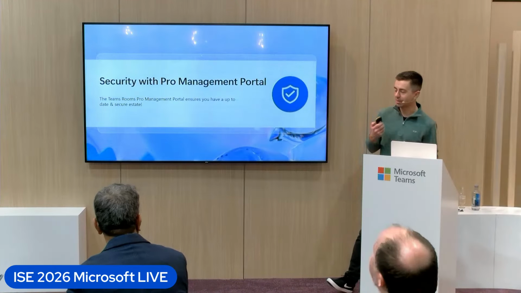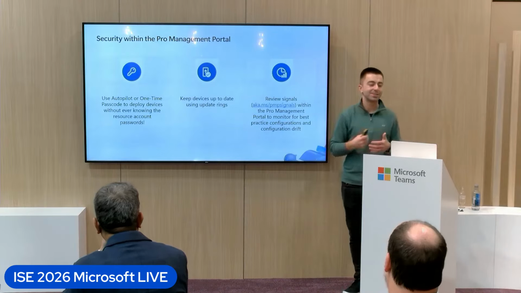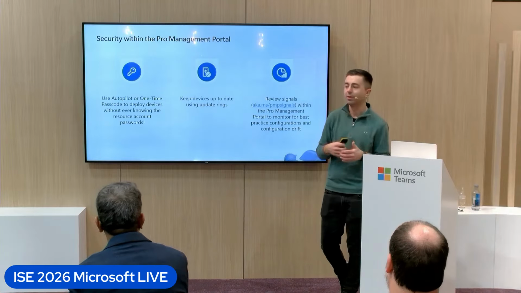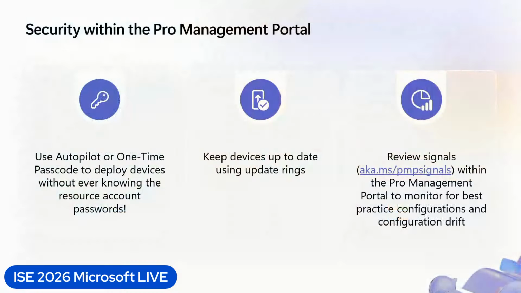And then last piece here before I get to Q&A, and I am doing well on time. Last piece here is security within the Pro Management Portal. From the Pro Management Portal side, our goal is to give you full visibility into how those devices are functioning. Is there configuration drift? Is there a device that isn't running Windows Update for some reason? Is there a device that has the default password set on it? Every Teams Rooms on Windows device comes out of the box with SFB as its password still to this day.